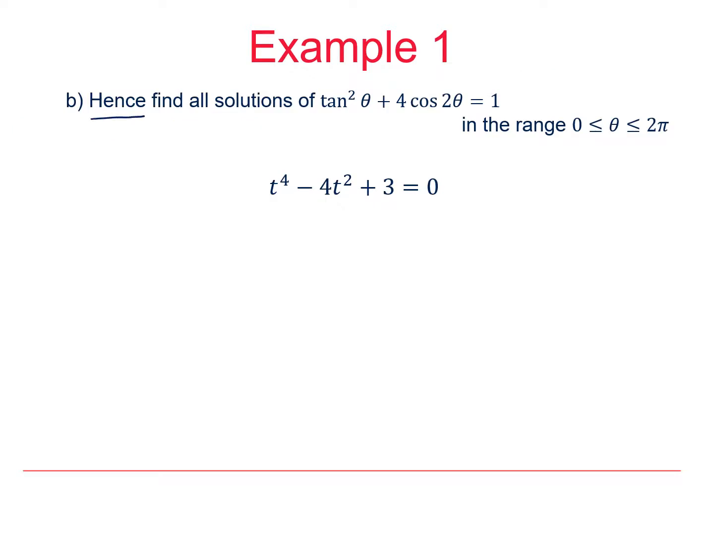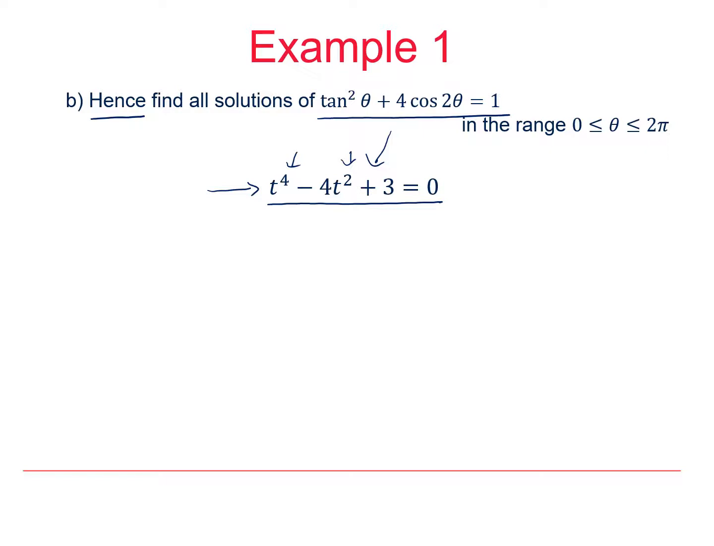So there is a hence in this second part, which means that we should use the first part to solve the question. So we've transformed tan squared theta plus 4 cos 2 theta equals 1 into a formula purely in terms of t, where t equals tan theta in this case. If we look at this equation, we should be able to identify that actually it's a quadratic, but it's a quadratic in t squared, and that factorizes quite readily.